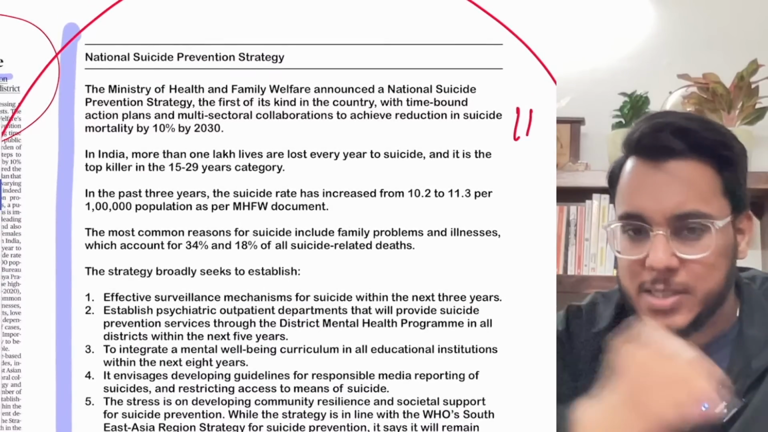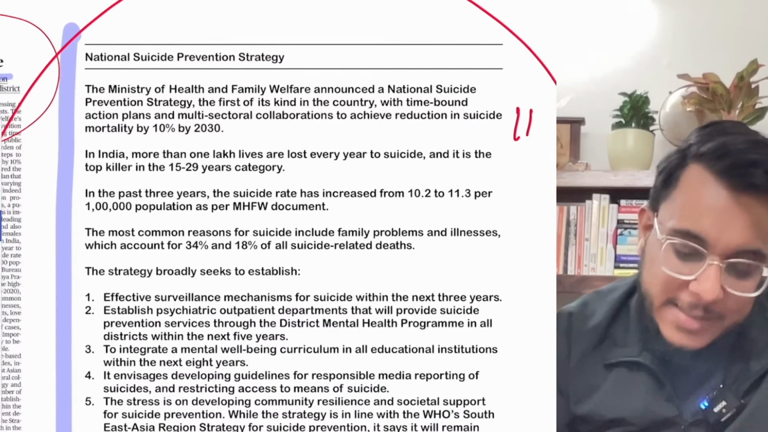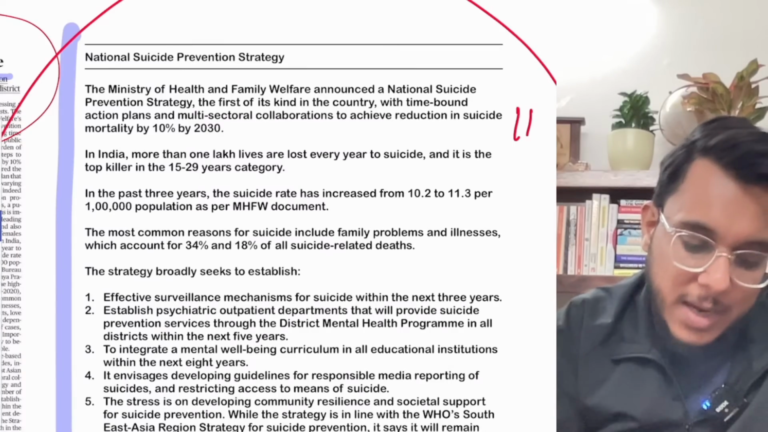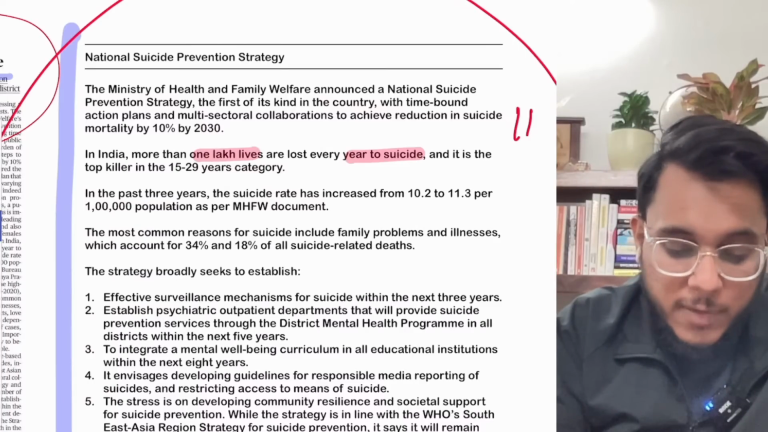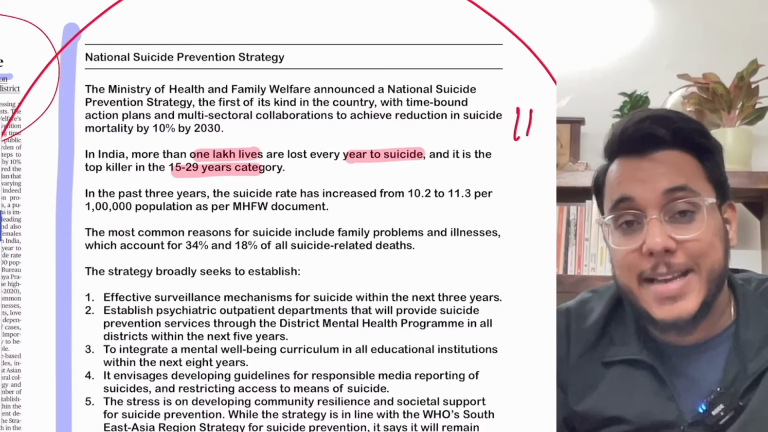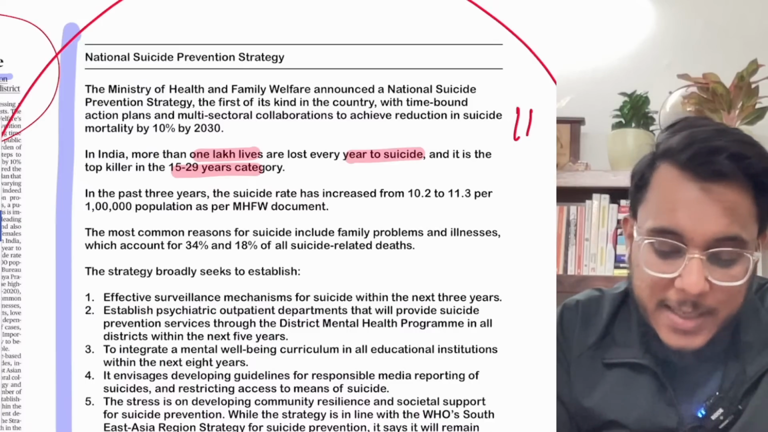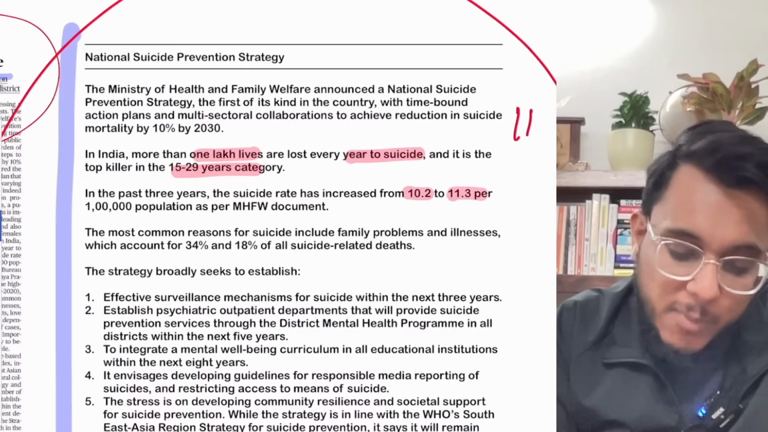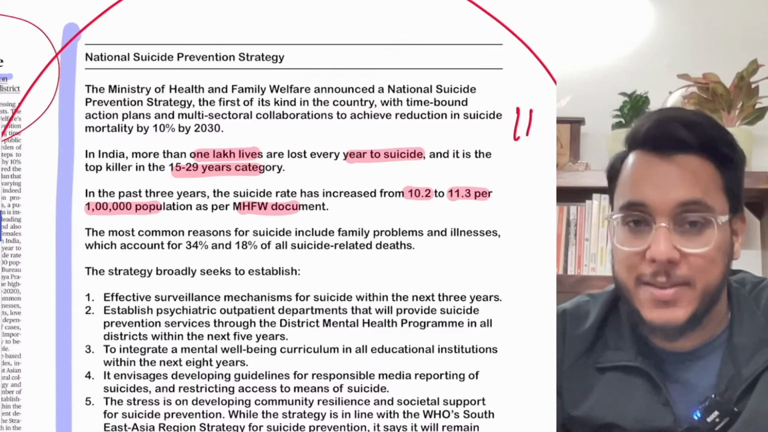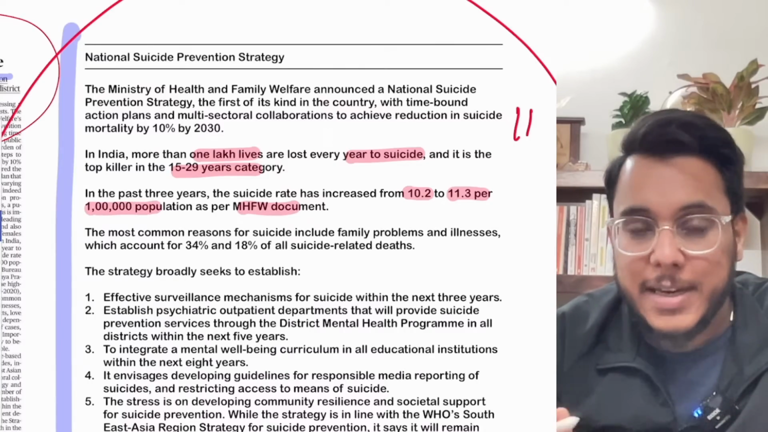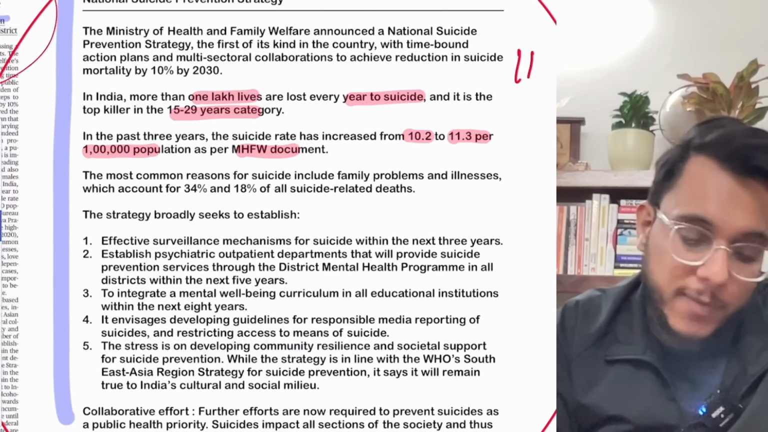By the way guys, just briefly, when we talk about India, India is seeing a high suicide rate. 1 lakh lives are lost every year to suicide, and in the category of 15 to 29 years, suicide is the biggest killer in India, and the suicide rates are increasing. It has increased from 10.2 to 11.3 per 1 lakh population as per the Ministry of Health and Family Welfare. So therefore we need to have strategies in place to address the issue of suicide.